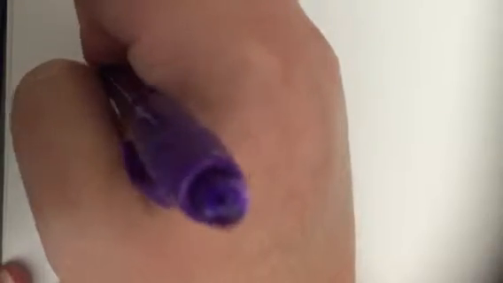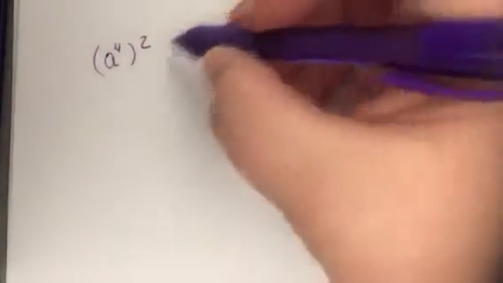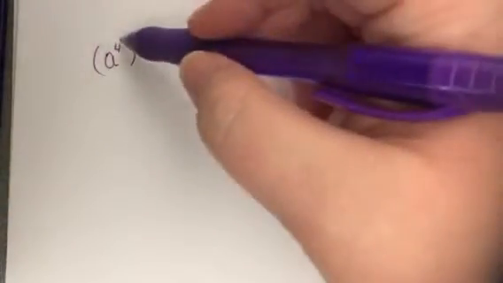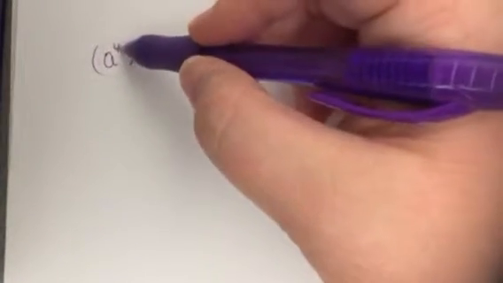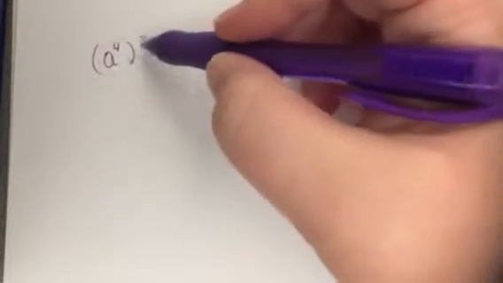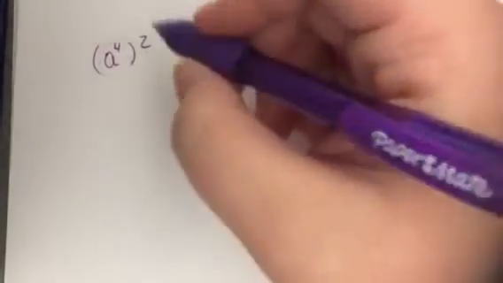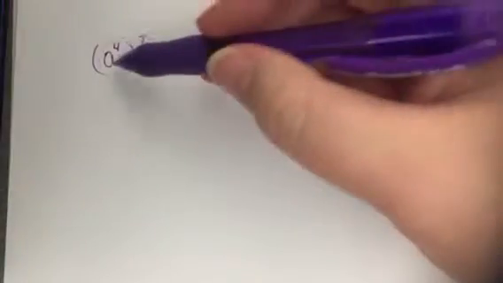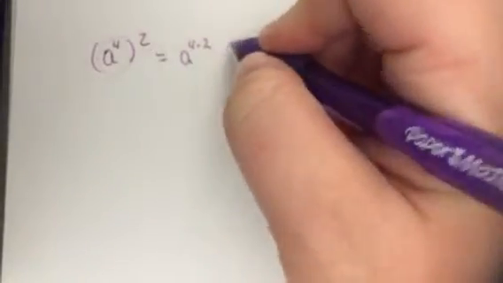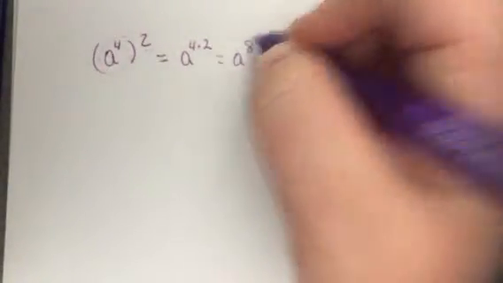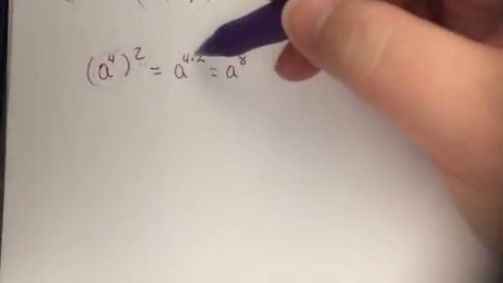Let's say we have a to the fourth to the second power. This property is called power to a power. Anytime you have a number with an exponent, it's considered a power. So if you take a power and raise it to a power, here's what you do. You multiply your exponents. So a to the fourth to the second power is a to the 4 times 2 power, which gives you a to the 8th power.